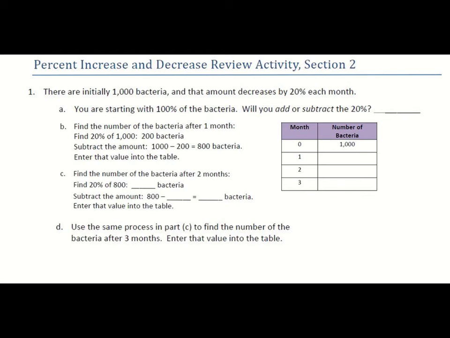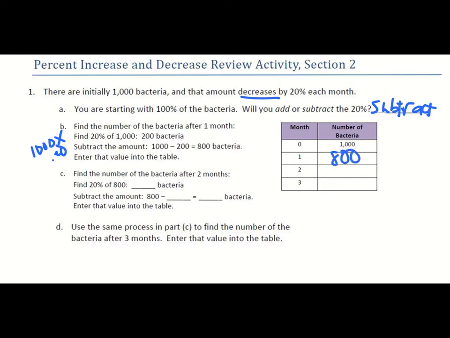Okay, so you're starting with 100% of your bacteria. Will you add or subtract 20%? You are going to subtract because you're decreasing. So to find 20% of 1,000, you're multiplying 1,000 times 0.20, you get 200. 1,000 minus 200 is 800 bacteria.